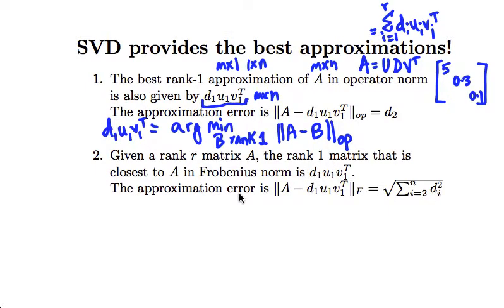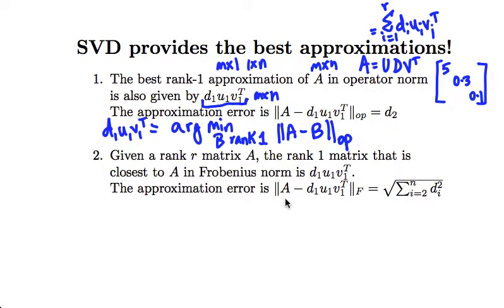Okay, and here the approximation error in both cases can be calculated by the original matrix A minus my approximation of A. That's the error, and I can measure that in either operator norm or Frobenius norm. When I measure it in operator norm, from this summation, if I remove the first term, then I'm just left with the sum from i equal to 2 to R of Di Ui Vi transpose, in which case the operator norm of that sum is just D2.